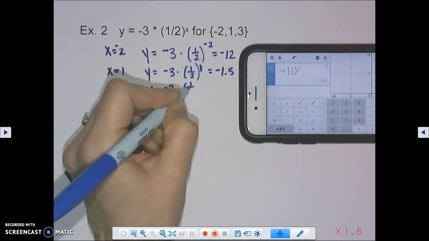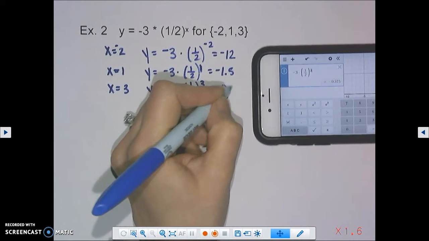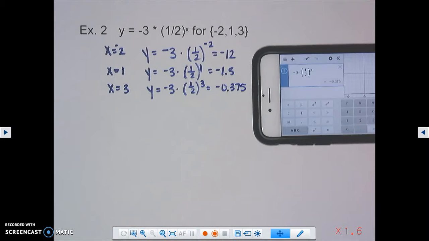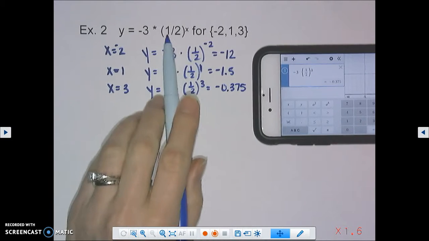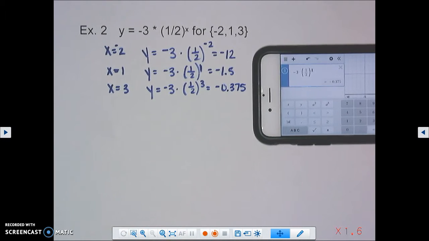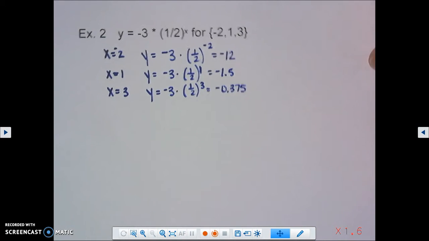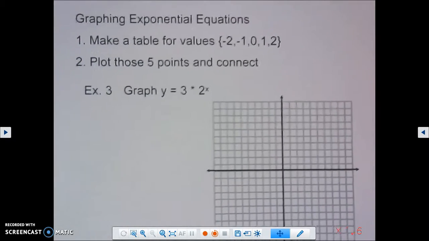When we do that, we're getting -0.375. Since we have this 1/2 as our b value, it does make sense that our number should be getting smaller as we go. As that fraction goes to a higher exponent, it's going to become a smaller number, and then multiplied by -3 it's going to become a smaller number as well. So that's how we evaluate exponential equations.